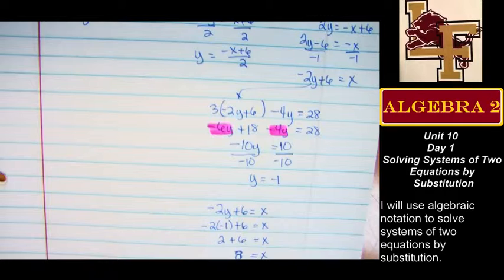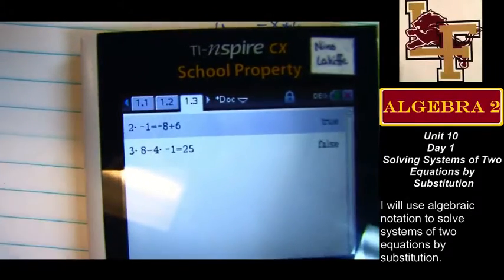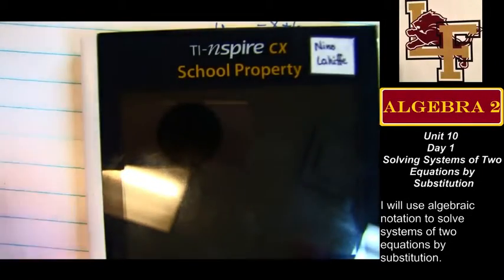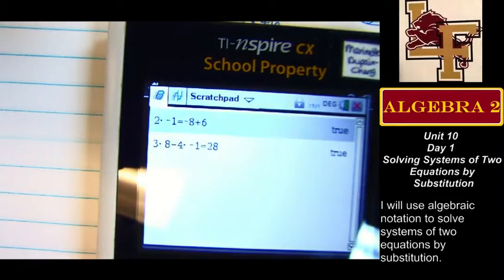Does that also work for true? If they're both true, like in this example, that means those two numbers are in fact the solution, and I know that I did everything correctly.